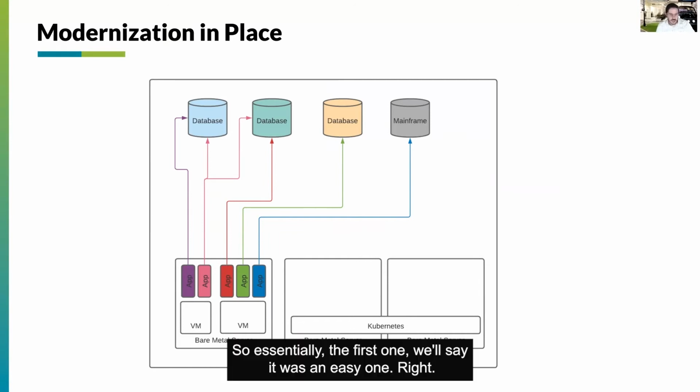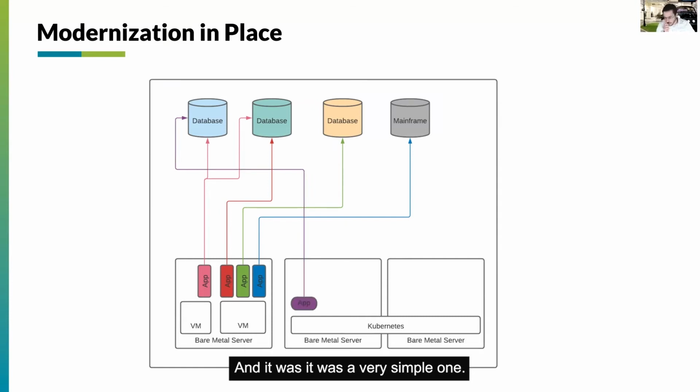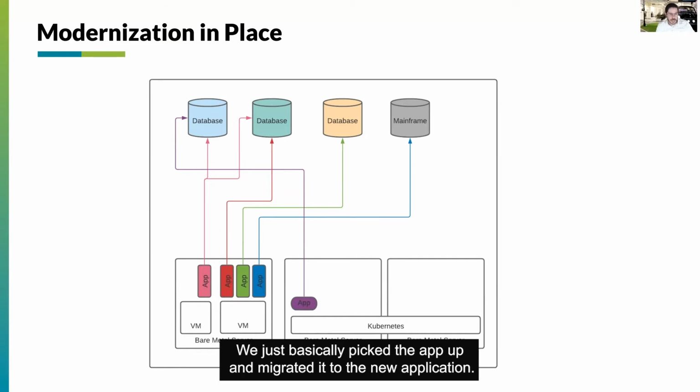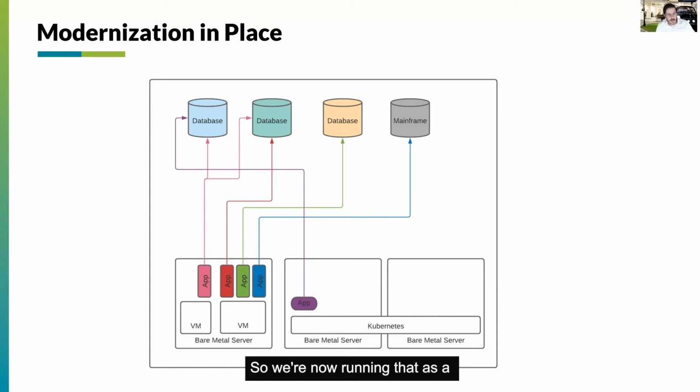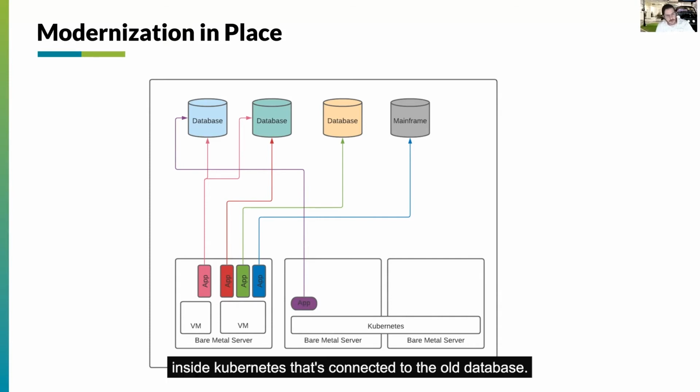So essentially, the first one, we'll say, was an easy one. It was a very simple one. Maybe we used Anthos Migrate for this. We just basically picked the app up and migrated it to the new environment. So we're now running that as an instance inside of a container inside Kubernetes that's connecting to the old database.